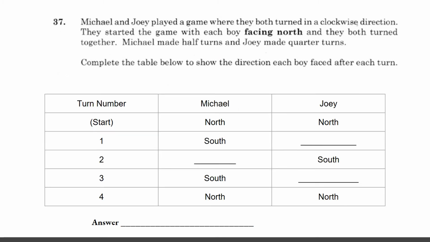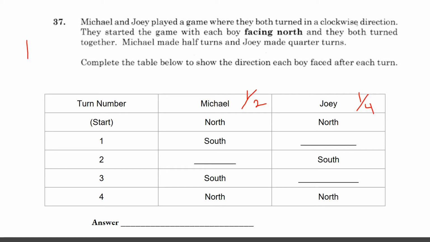Michael and Joey played a game where they both turned in a clockwise direction. They started the game with each boy facing north, and they both turned together. Michael made half turns, so Michael is making half turns, and Joey is making quarter turns. I'm writing this here to remind us.